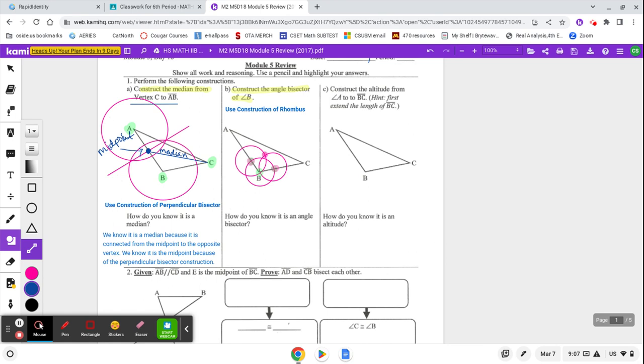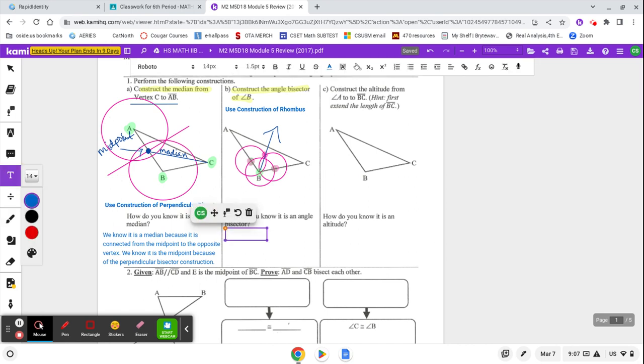If we were doing the construction of a rhombus, we would connect all 4 sides, but here we just want the construction of an angle bisector of angle B. So we're just going to connect the diagonal straight out from angle B through the point of intersection, and there's our angle bisector.